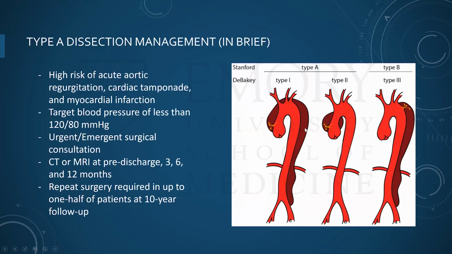Type A dissection, I'll talk about very briefly. Again, I included this because I think it's important to include when talking about the ascending aorta. But general management: target blood pressure 120 over 80, urgent emergent surgical referral, and we can use CT or MRI at pre-discharge, 3, 6, and 12 months to monitor for progression. In up to half of patients at 10 years, repeat surgery has been reported to be required.